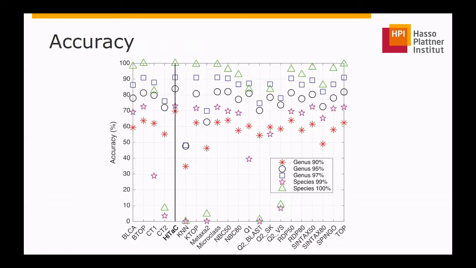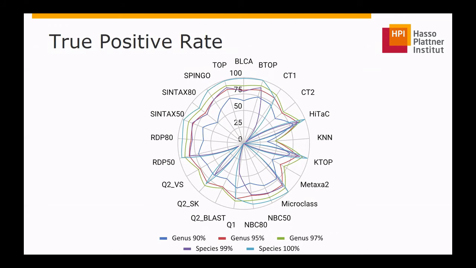For the results achieved, we can see in this plot that overall HiTaC has a higher accuracy than all the other methods for the dataset with 90% identity. For the remaining datasets, HiTaC still has slightly better accuracy or ties with top methods. For example, in the dataset with 100% identity, it achieves a perfect score along with btop, ktop, microclass, and top. For the true positive rate, a similar pattern can be observed. HiTaC either improves or ties with top methods in all datasets.